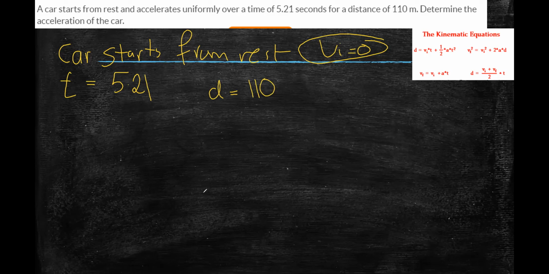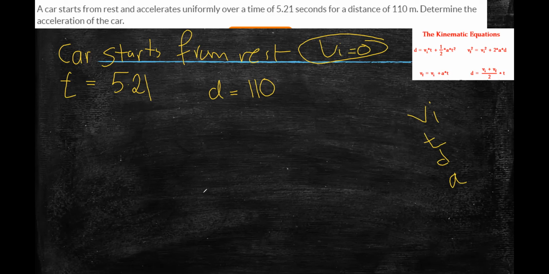I have T, I have D, I have V initial. I want you now to look at the big 4 equations and tell me which equation shall I use. Habiba, which equation shall I use now? You have V initial, T, and D, and I'm asking you to find A, the acceleration. The first one. The first one, thank you.